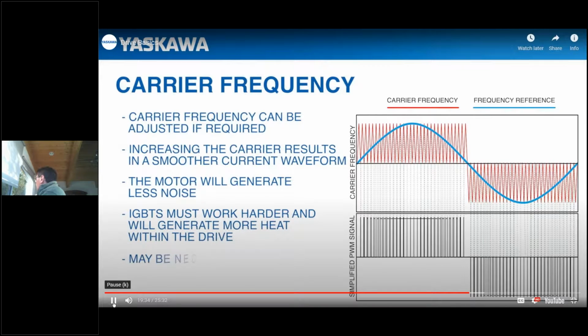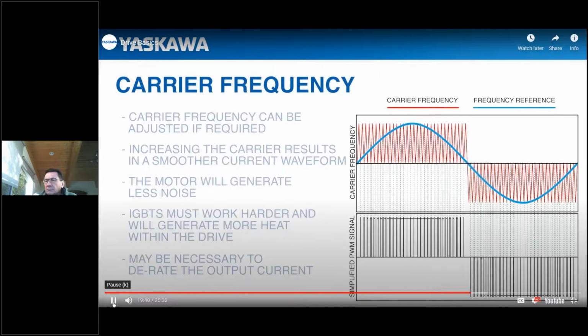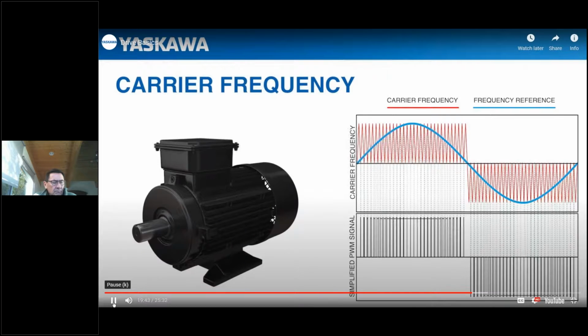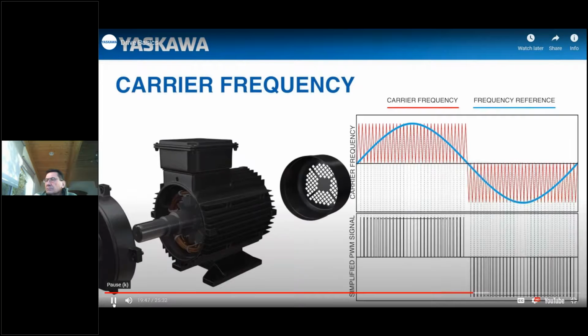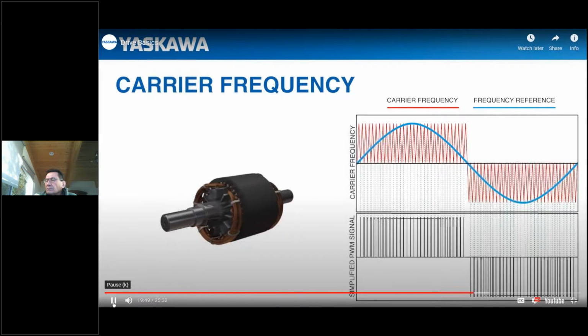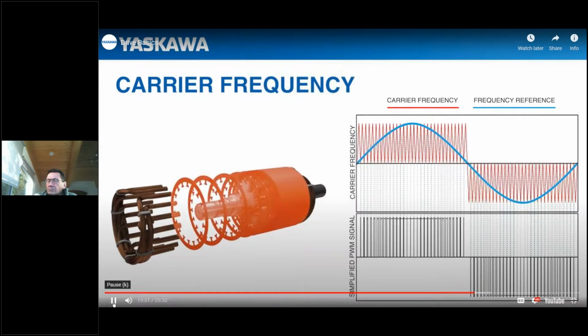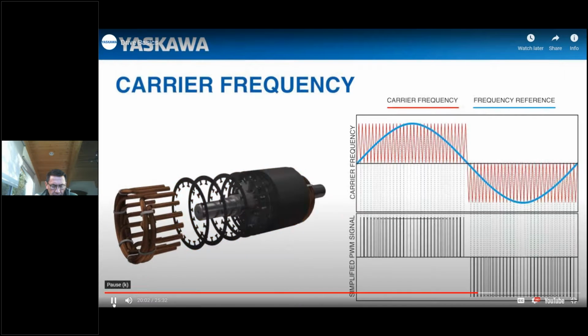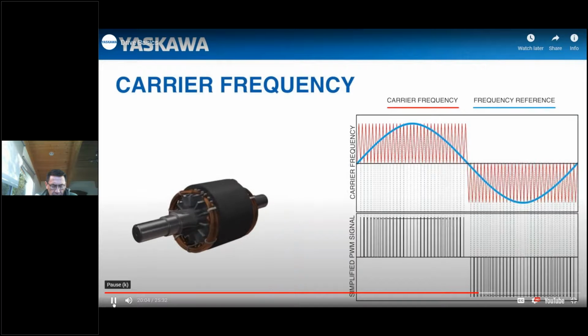It may be necessary to derate the output current of the drive to accommodate for the increased carrier frequency. It's interesting to note that the reason a motor is louder when connected to a drive versus across the line is due to this switching frequency. The stator laminations in the motor vibrate, causing this audible noise. Increasing the carrier only brings that vibrating frequency to a level that becomes difficult for us to hear. And this leads to a less audible noise and a quieter motor.